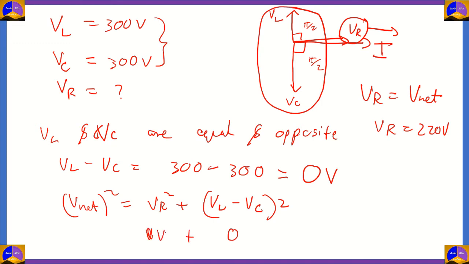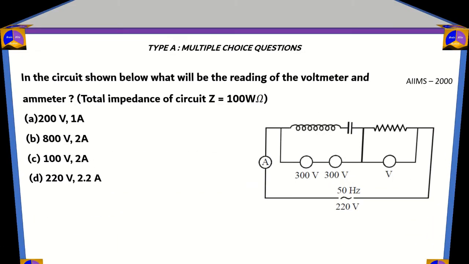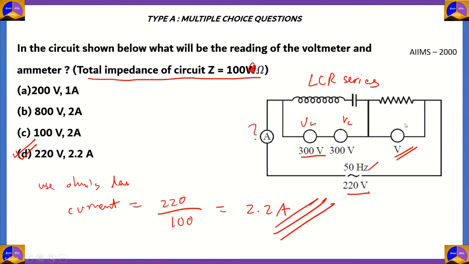VR, we have VR square here, and then on the left hand side we can put in the value, so 220 the whole square. We can cancel the squares out, so the value of VR is 220 volts. The voltage across a resistor is 220 volts. So therefore, the value in the voltmeter here is 220 volts.